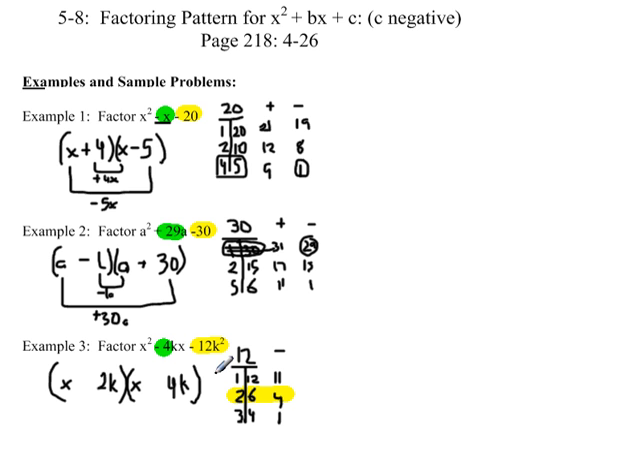Oops, I still didn't do that right. Back up. Alright, I put the wrong thing in. 2 and 6 in order to get 4. Since my 4 is negative, this needs to be a positive 2kx. And this needs to be a negative 6kx. So that's going to be my minus. That's going to be my plus. So my answer is x plus 2k, x minus 6k, my two binomials.